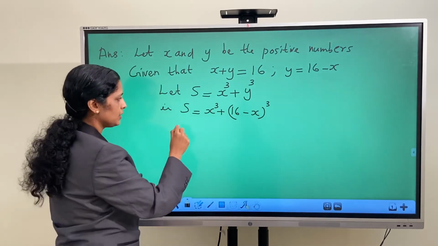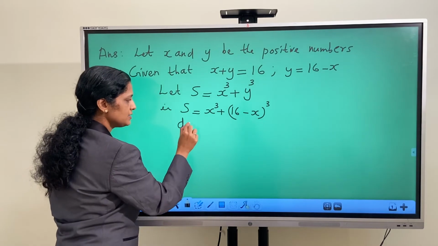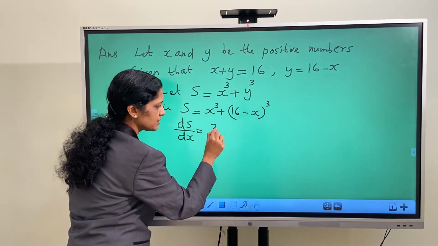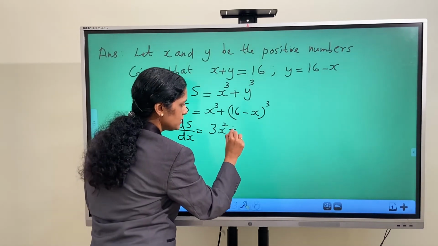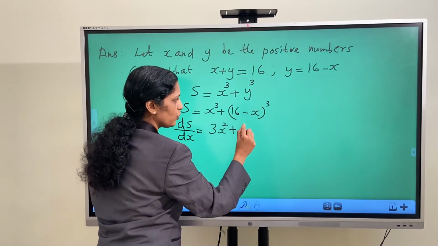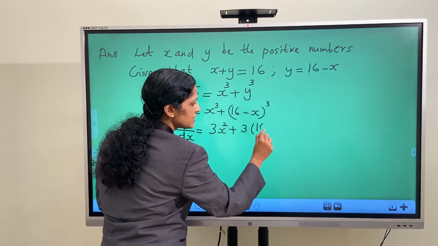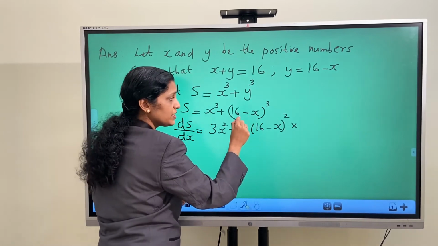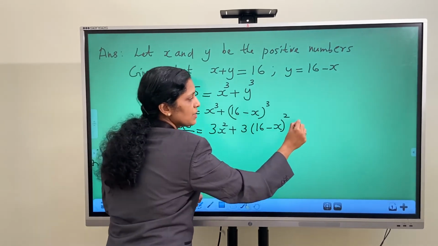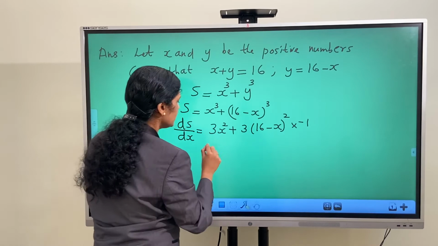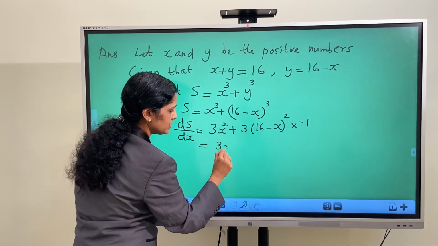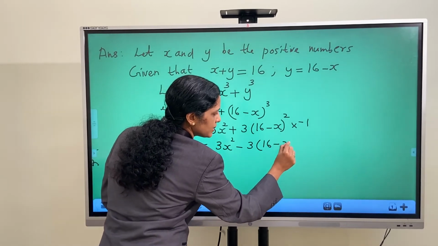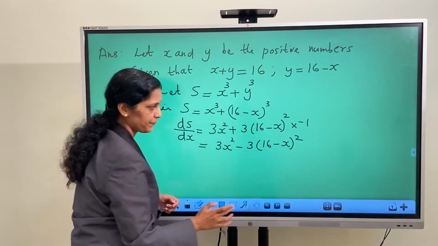For finding the critical point, we need to find dS by dx. The derivative of x cube is 3x square, plus the derivative of (16 minus x) the whole cube, which is 3 into (16 minus x) the whole square into the derivative of 16 minus x, which is minus 1. That is, our first order derivative is 3x square minus 3 into (16 minus x) the whole square.